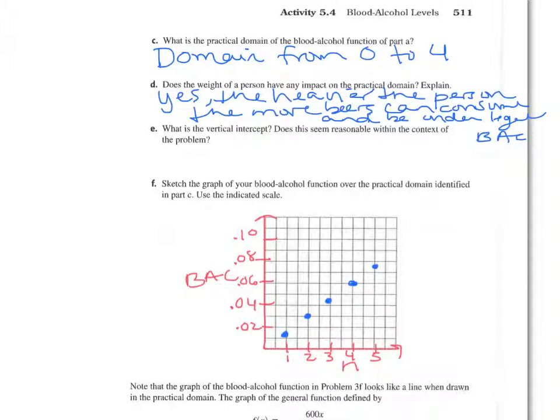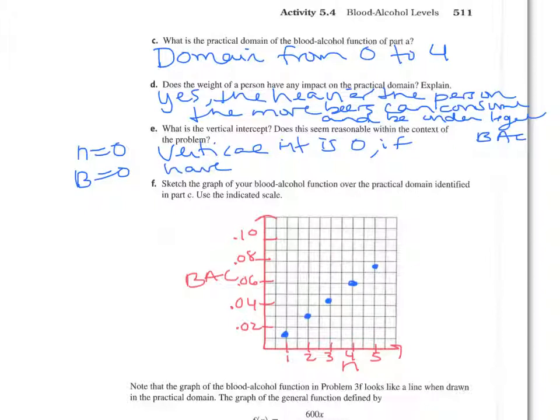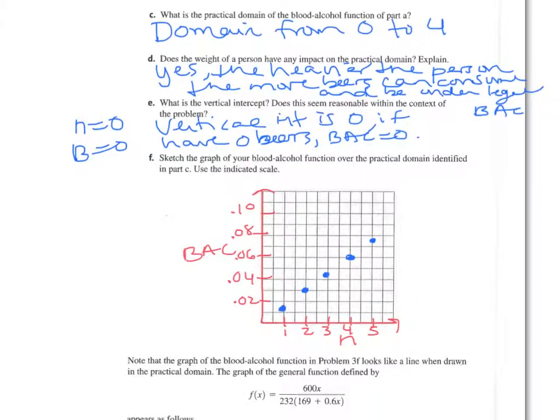What's the vertical intercept? Okay, so if I went and plugged in n equals 0, what would I get out? We would have to have a W in there, depending on if W is 200 or 232. It wouldn't matter here. I would end up getting a B out of 0. So that's my vertical intercept. The vertical intercept is 0. If you have 0 beers, your blood alcohol is 0. And that is obviously a reasonable one. That makes sense. That's exactly what it should be. So this function works for that.